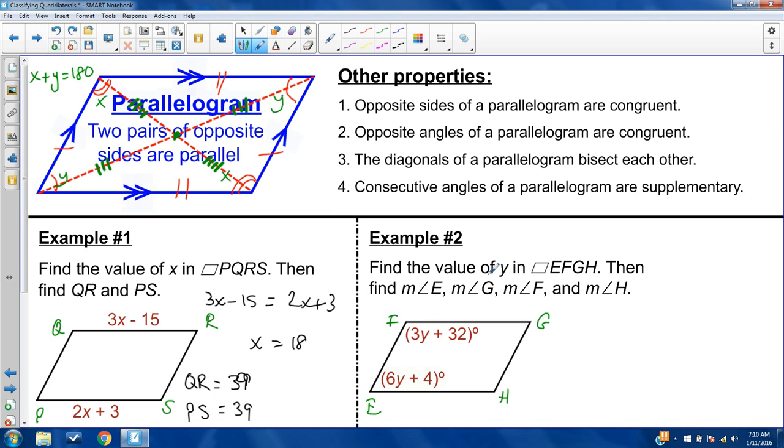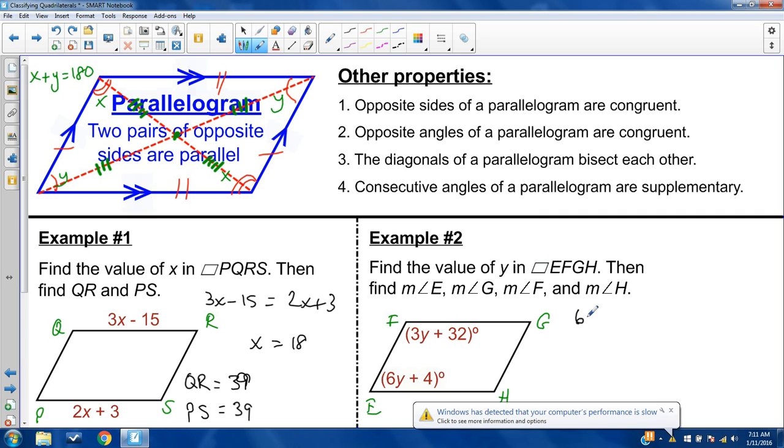Okay, find the value of y in parallelogram EFGH, then find the measures of these four angles here. Now before I begin, I'm just going to clarify that E and G should be the same angle measure because it's a parallelogram, and F and H, also opposite angles, should be the same angle measure. E and F should not be. However, they should add to 180 degrees.